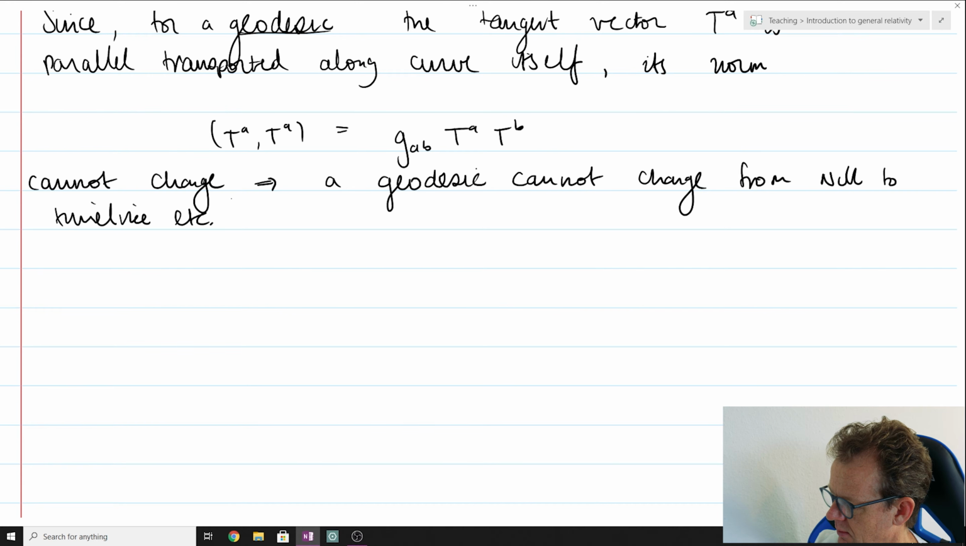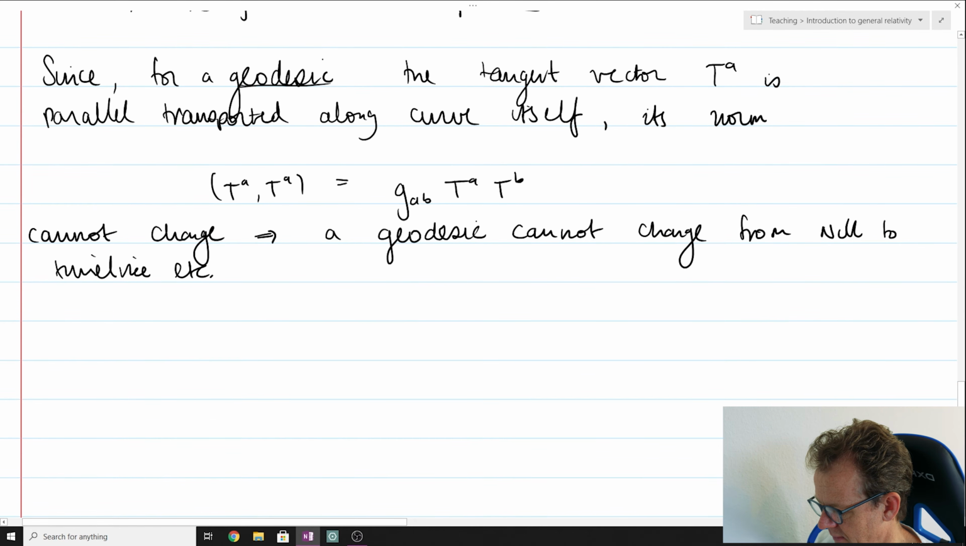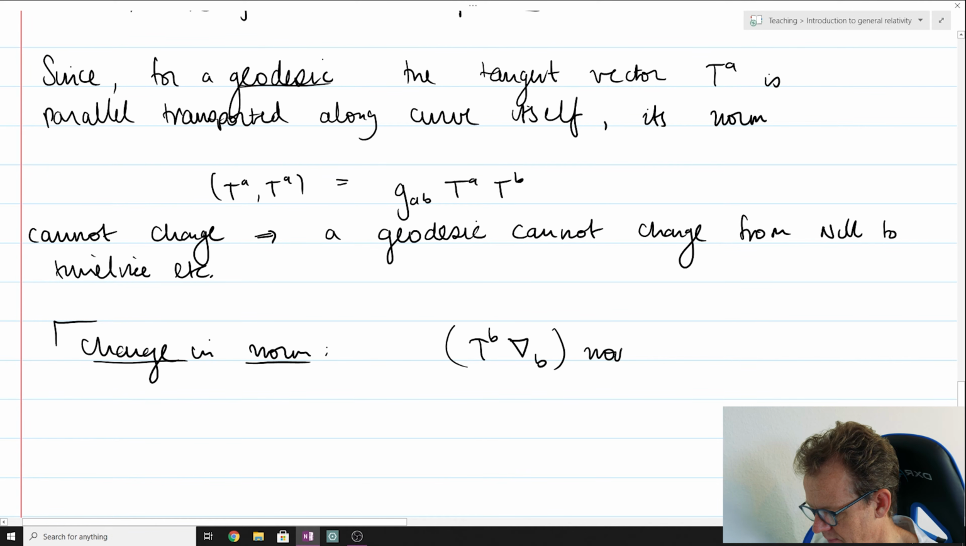And how could you convince yourself that the norm doesn't change? Well, just take the derivative of it. Why does the norm not change when we parallel transport a tangent vector along itself? So let's just do a side computation. Change in norm. Well, the change in the norm along the curve is the directional derivative of the norm. We've got to take the derivative of the norm as we go along the curve.